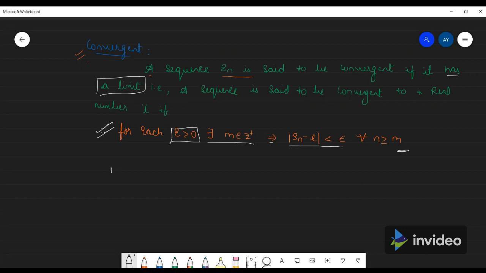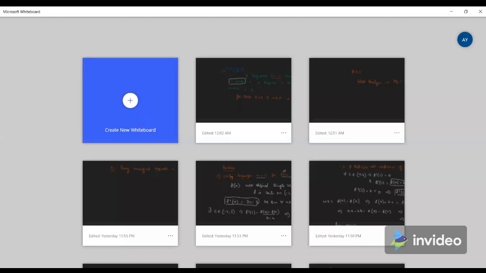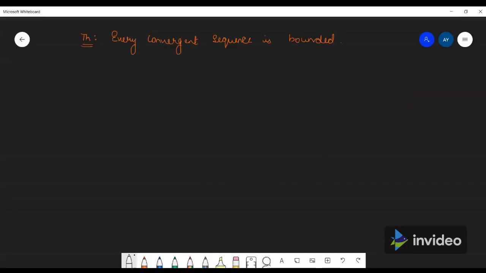Next, coming to boundedness. Just remember that boundedness implies that if the sequence has both a lower and an upper bound, then it is said to be bounded. So now coming back to the theorem, every convergent sequence is bounded. The proof: let the sequence Sn be convergent.